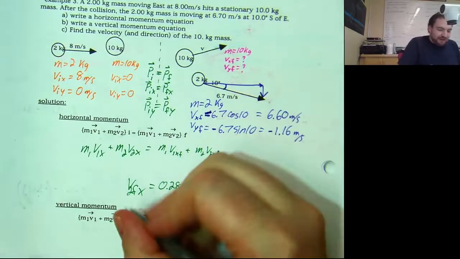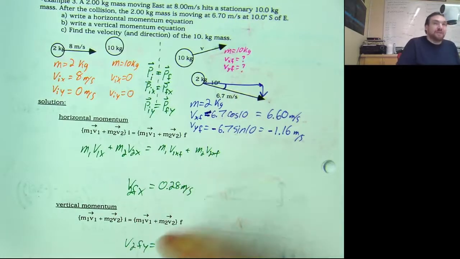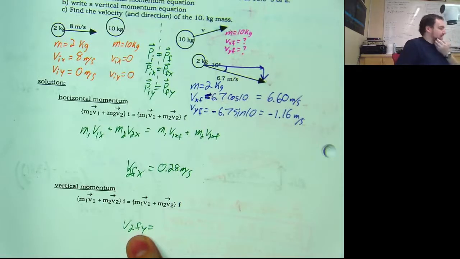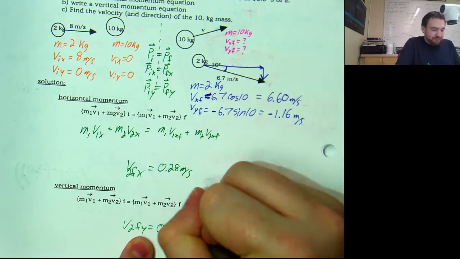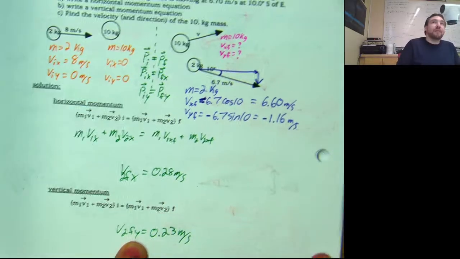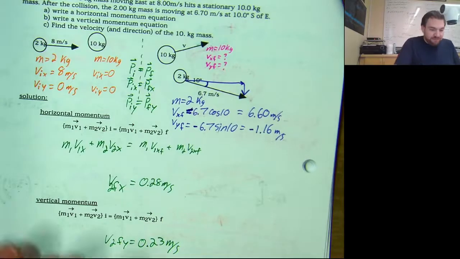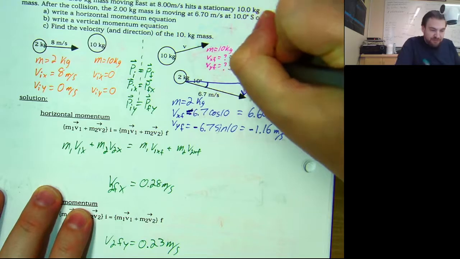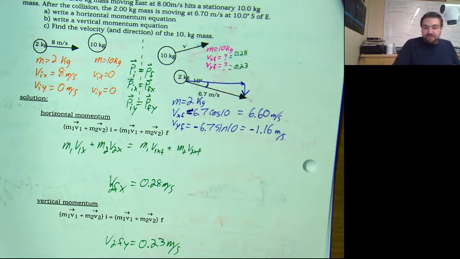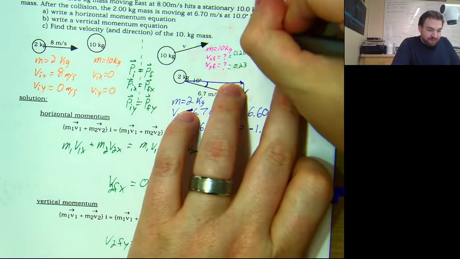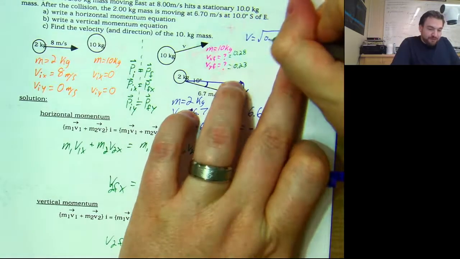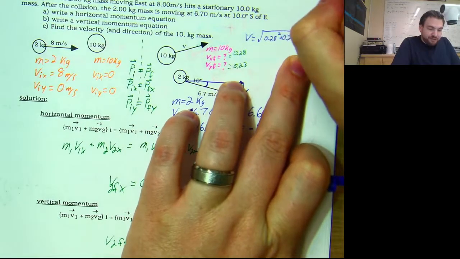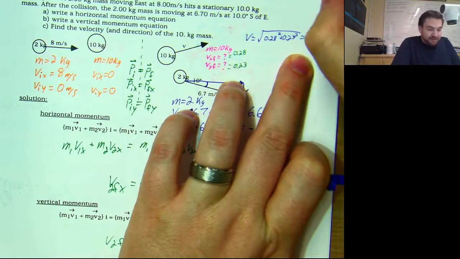Okay. So then my V2 final Y, we find a value for that. Carissa, what'd you get? Yep. 0.23. And then we're just going to put this thing back together. 0.28, 0.23. We're going to recombine these things. The square root of 0.28 squared plus 0.23 squared. That's going to be 0.364 meters per second.